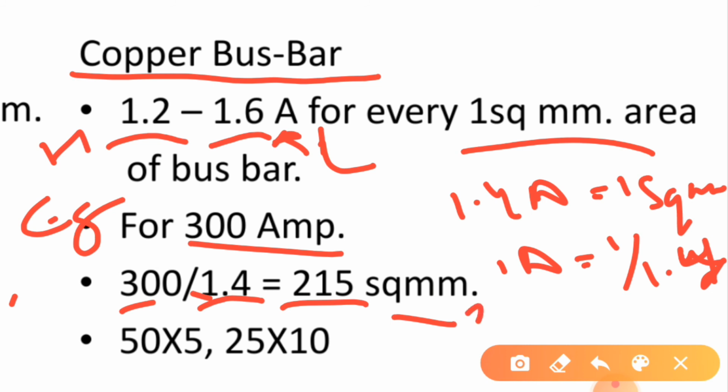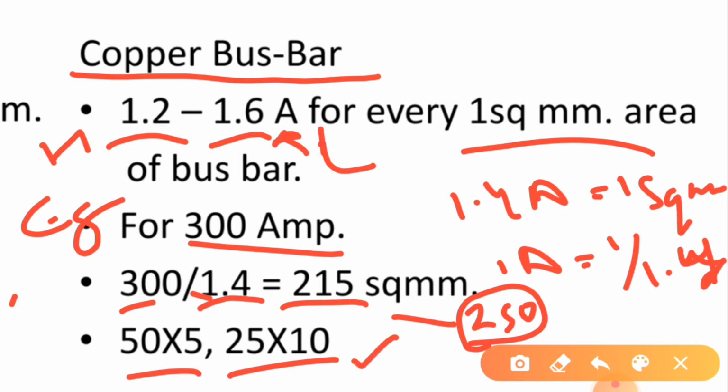But the ratings available in market will not be 215. So we will see the higher rating. The next rating available will be 250. For 250, ratings of bus bar can be 50 into 5 and 25 into 10. And the option between these two can be chosen according to the space available in the control panel or according to the manufacturer. And friends, this is it with the bus bar calculations.